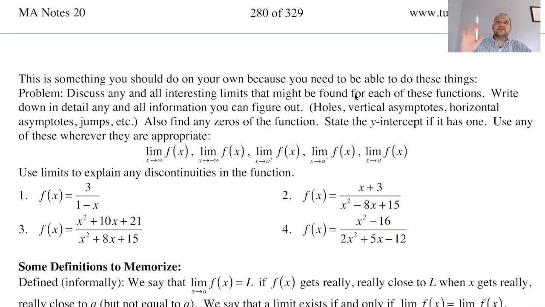So those are typically your discontinuities and your limits at positive and negative infinity. Those are usually the most interesting. Write down in detail any and all information you can figure out. Holes, vertical asymptotes, horizontal asymptotes, jump discontinuities. Yeah, all of those. Also find any zeros of the function, state the y-intercept if it has one. Use any of these wherever they're appropriate. And then it lists a bunch of things.